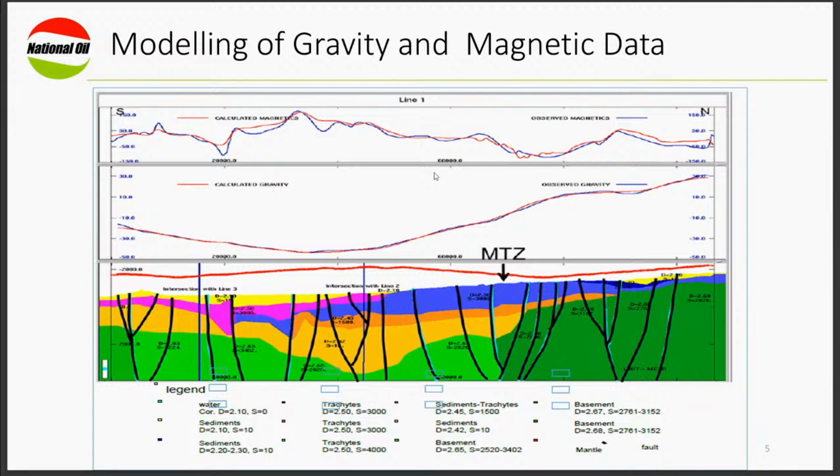Here, this shows modeling of gravity and mag data. You take gravity and magnetic data and try to get how the signals are behaving. For this particular profile, running from north to south, we got that kind of model. The whole idea, the science here, is to try to understand where we have got maximum accommodation space.